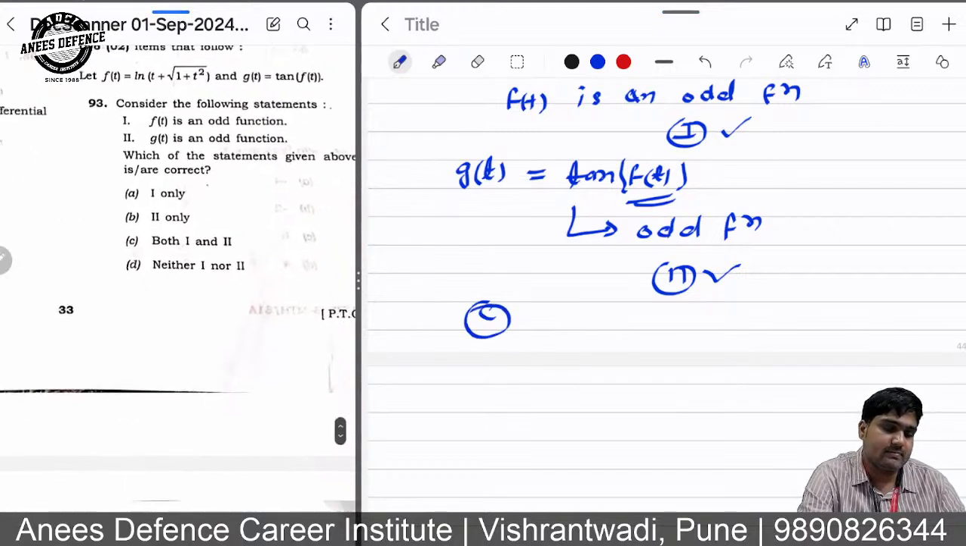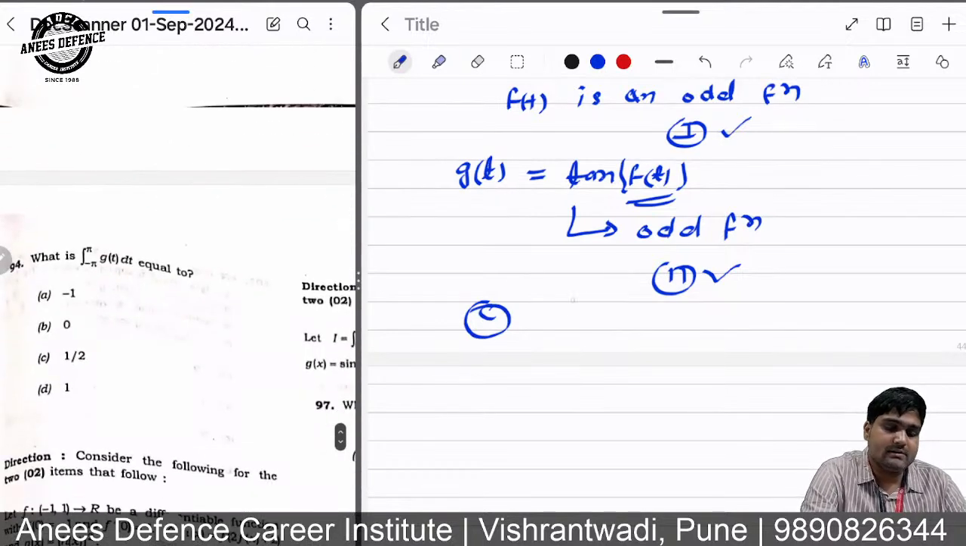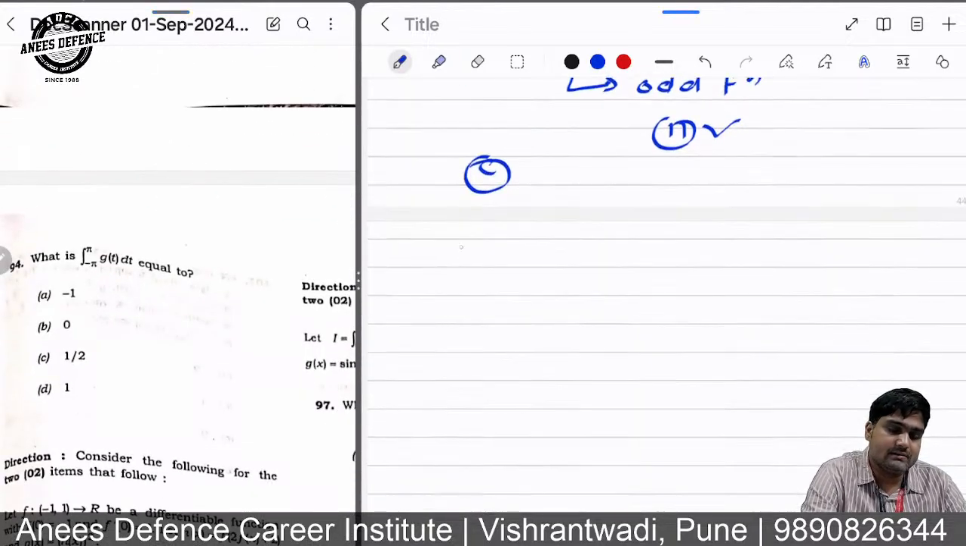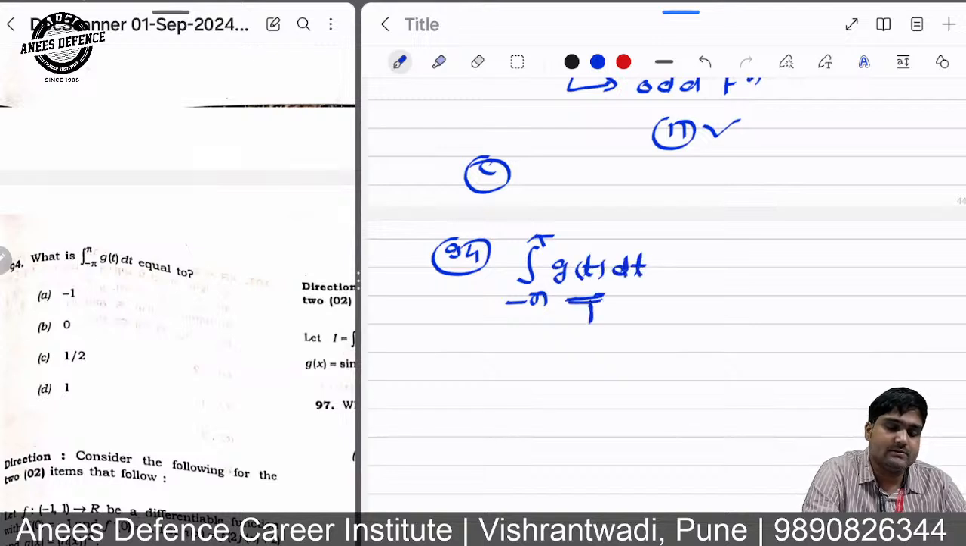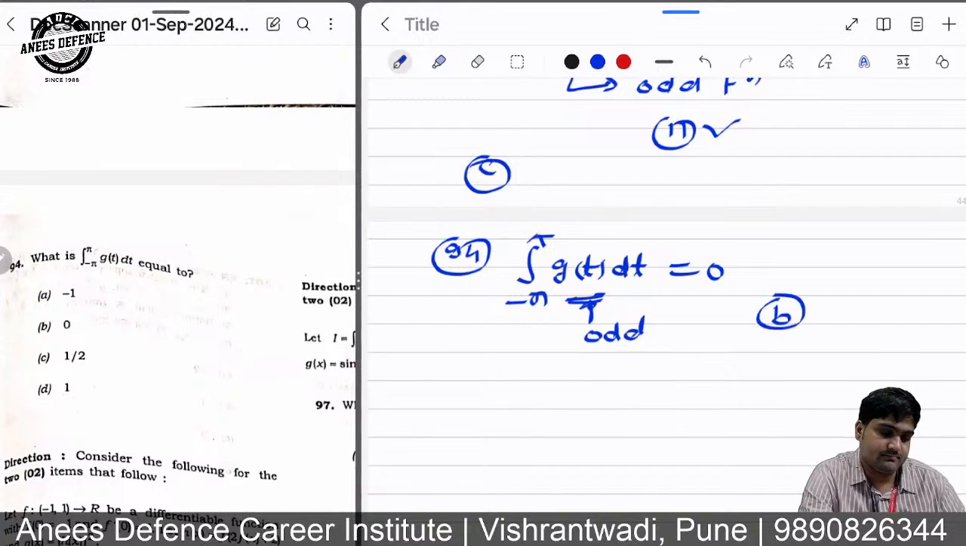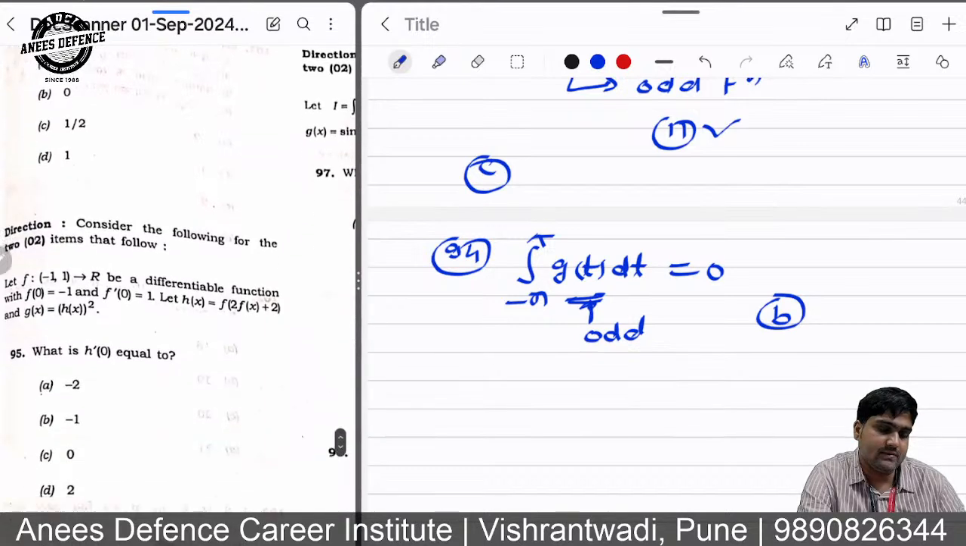Okay, next question. Here we need to integrate g of t from minus pi to pi. As we discussed above, g of t is an odd function, and the integral of an odd function is 0. So the answer for question number 94 is option B. Next question, question 95.